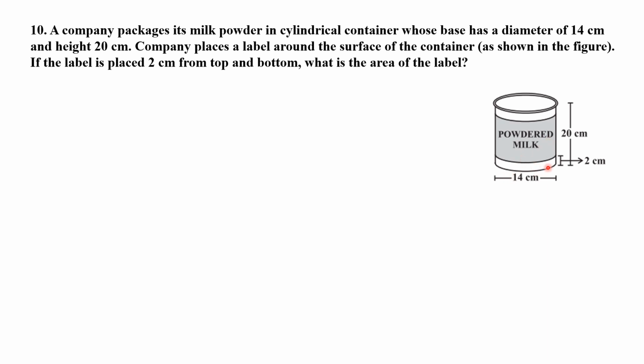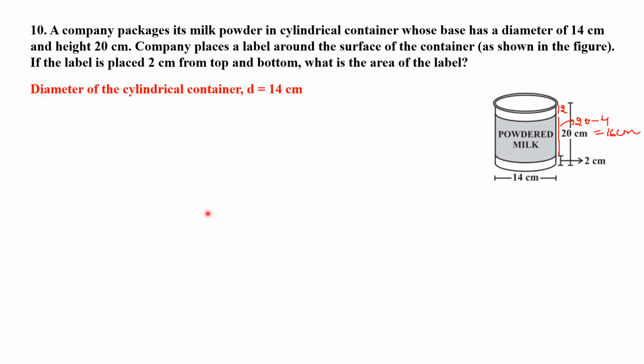Okay. So radius will be the same. Whatever is the radius of the cylinder, that will be the radius for the label also. But what about height? The complete height is 20 centimeter. And what is given in the question? The label is placed 2 centimeter from top and bottom, meaning from the bottom it is 2 centimeter up and from the top it is 2 centimeter down. So this height will be 20 minus the sum of 2 and 2. So it will give you 20 minus 4, which is 16. Now 16 is the height of the label.